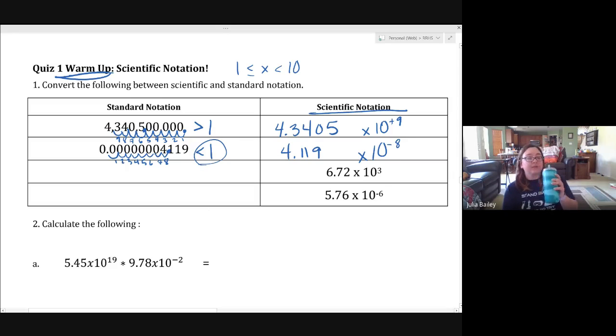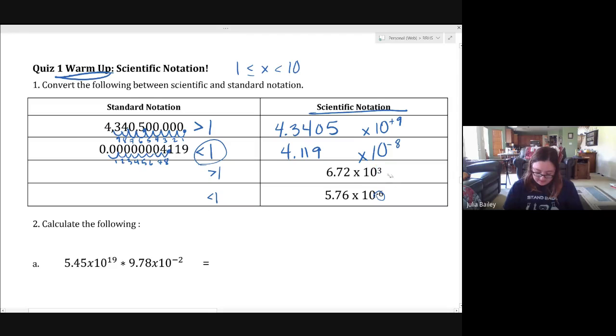When you go backwards, you're given scientific notation, you have to write standard notation. Again, the first thing you got to do is check if that exponent is positive or if it's negative. A positive exponent means that whatever number you're writing as your answer needs to be greater than 1. And a negative exponent means that whatever number you're writing as your answer needs to be less than 1.